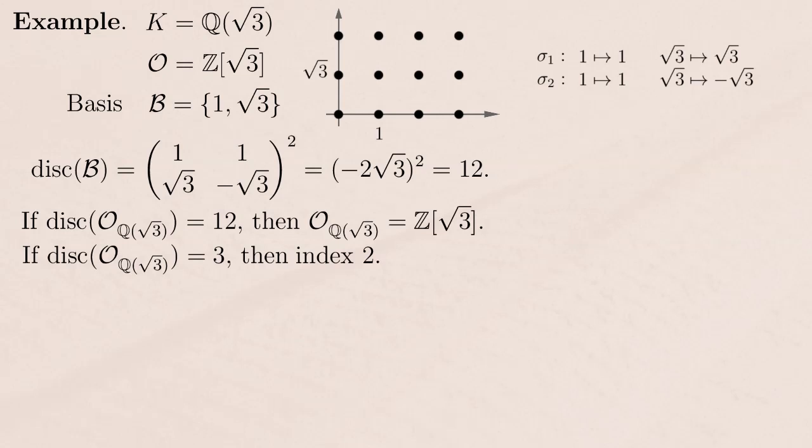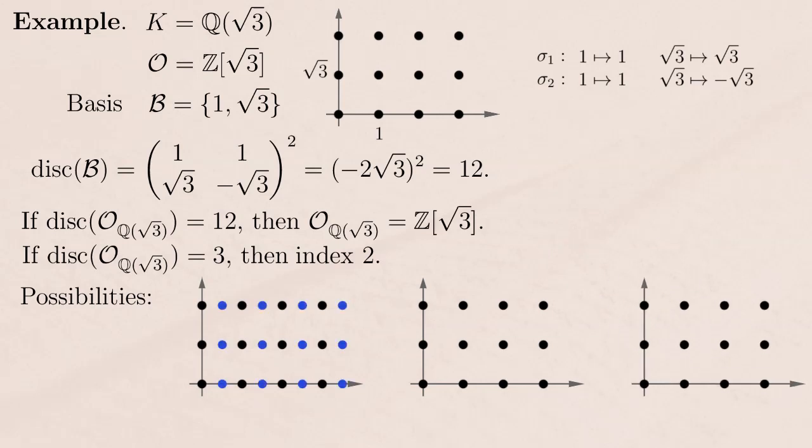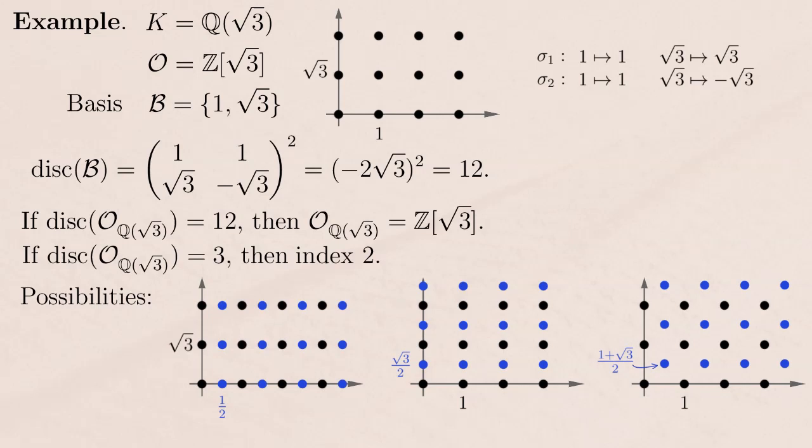So, using our geometric intuition about lattices, there are only 3 possibilities for how to double the number of points while keeping the lattice structure. Here are the possibilities. It must look like this, or this, or this. More precisely, this first lattice is generated by a half and root 3, the second is generated by 1 and root 3 over 2, and the third is generated by 1 and 1 plus root 3 over 2.